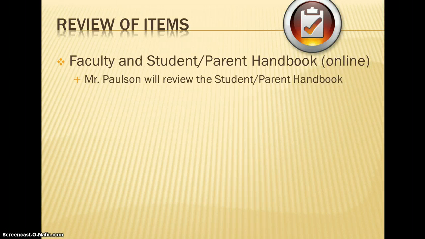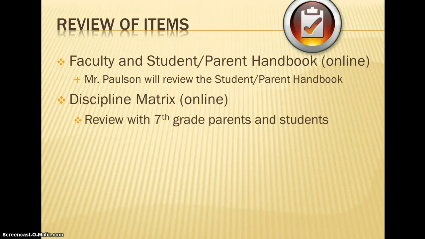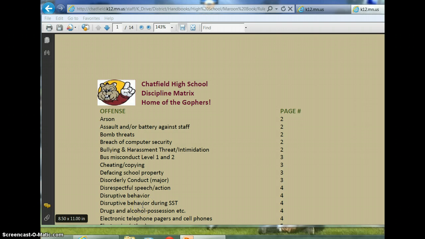We have the faculty and student parent handbook that's online. Again, I will review the student parent handbook on the first day of school. We also have the discipline matrix, which is online, and I'll be reviewing that with the 7th. And here's what the discipline matrix looks like. You can find the discipline matrix online on the Chatfield webpage under information and in the maroon book.